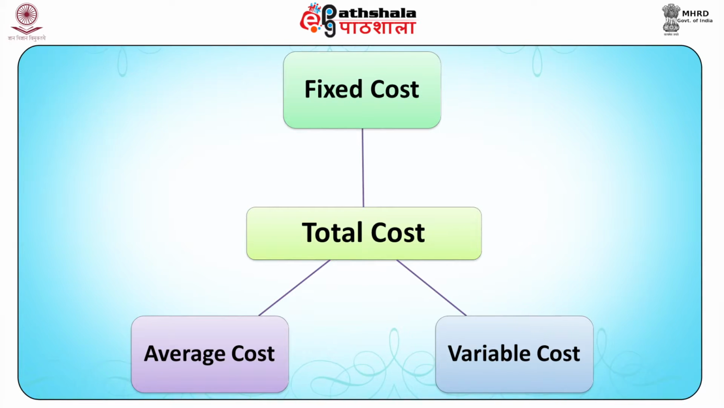Average cost is the cost associated with the given level of output. It is calculated in this very manner. We divide total cost by the total output. Cost is a function of production experience.